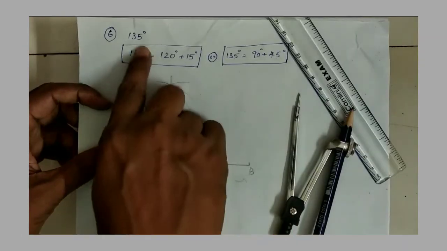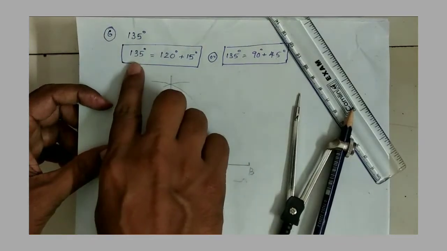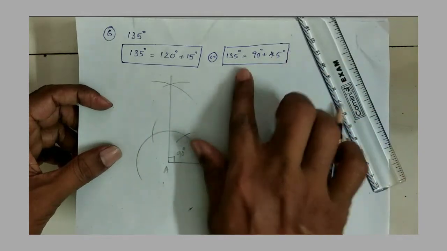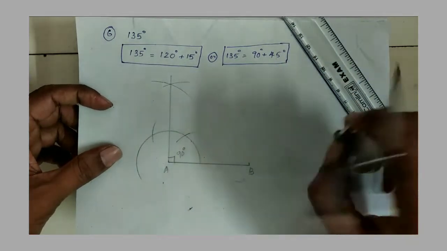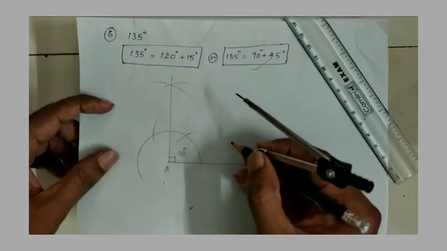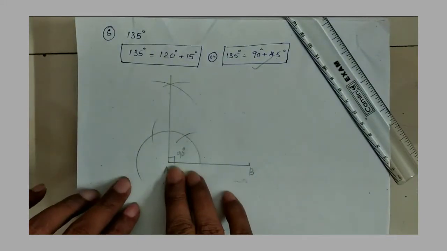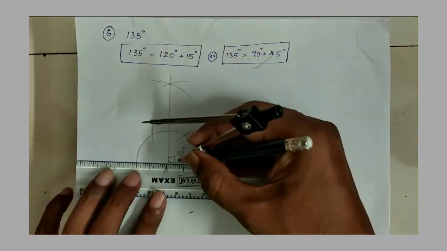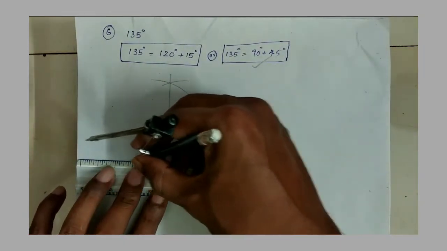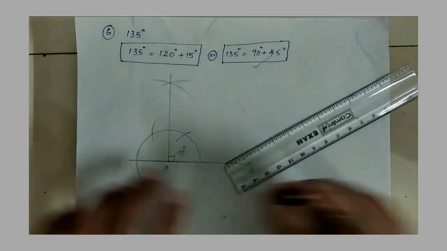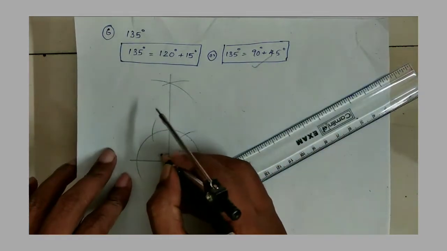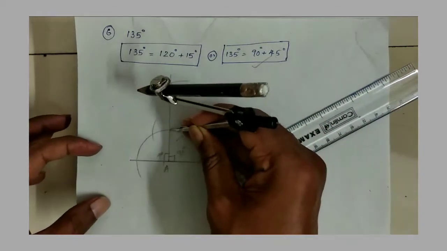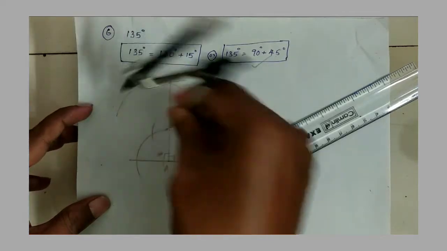The next we have to construct 135 degree. 135 degree can be written as 120 plus 15 degree or 90 plus 45. Okay, 90 plus 45. I am selecting the second case. So I draw 90 degree here. Then we have to extend the line AB to the left side. Okay, so you will get 90 plus 90. So left side also 90 degree. Then you have to draw half of 90 degree, that is bisector of 90 degree, that is 45 degree.